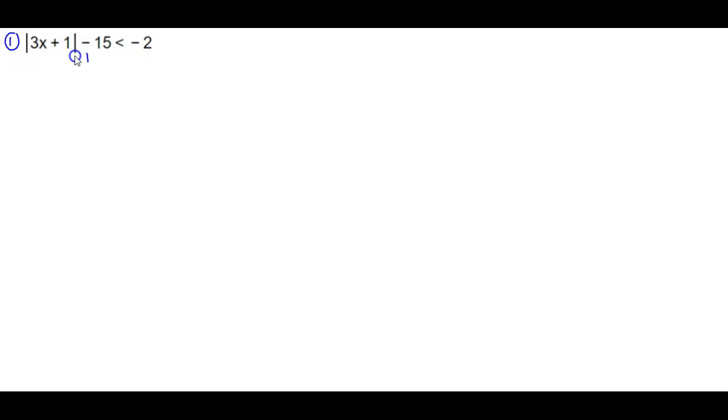In order to do that, we need to add 15 to both sides. So when we add 15 to both sides, we get the following statement. We get the absolute value of 3x plus 1. This gives us 0, and that's going to be less than negative 2 plus 15, which is positive 13. Okay, and so now we put a 1 in here, so we know that's the absolute value.